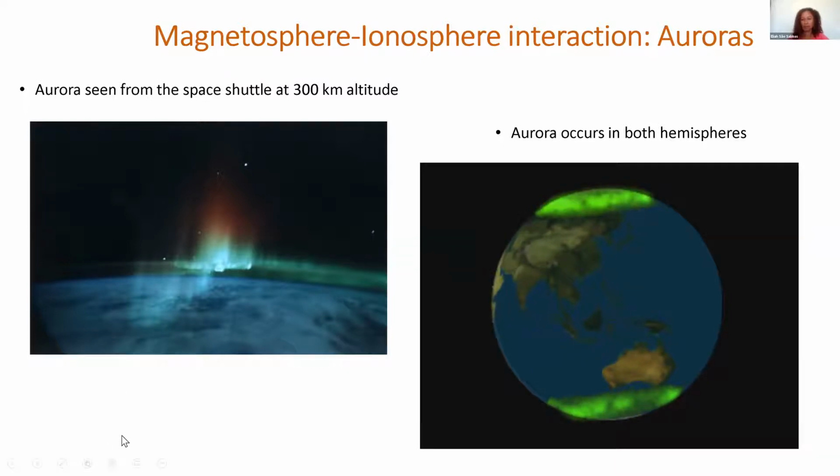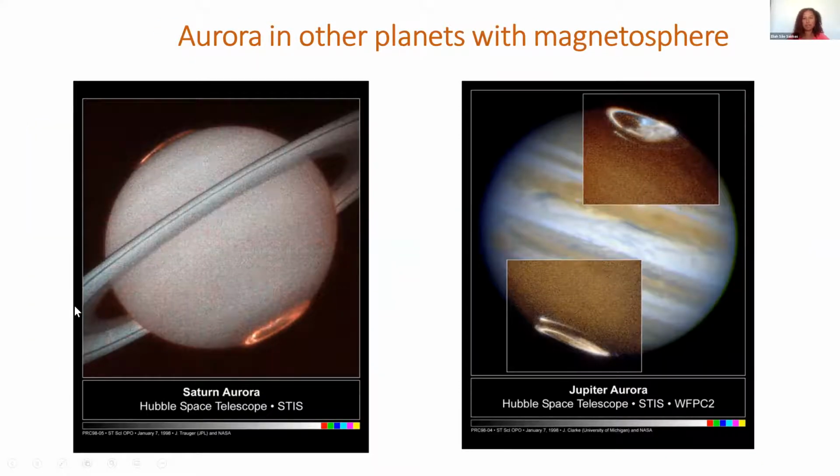It's not a privilege of our planet. As I mentioned, all the planets in the solar system that have a magnetosphere also have aurora. So these are beautiful images of aurora on Saturn and also on Jupiter. And by the way, all planets also have an ionosphere except for Mars and Venus.